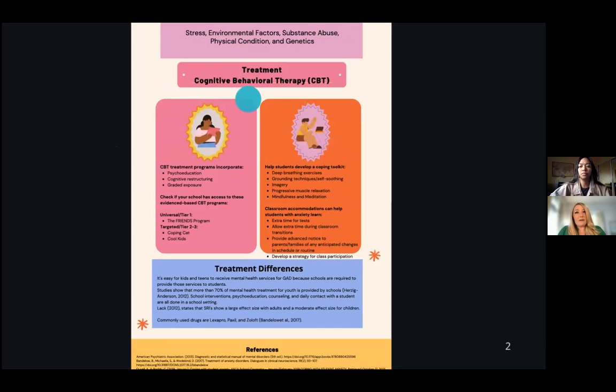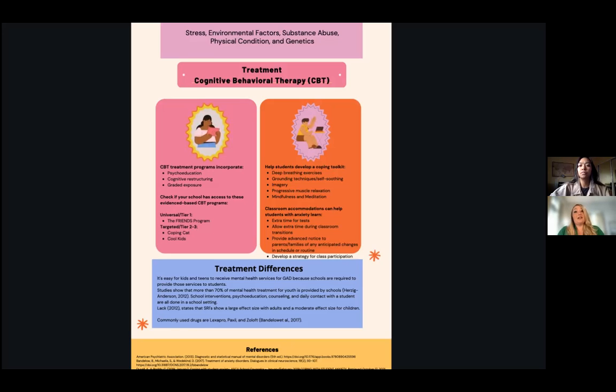CBT is an evidence-based form of therapy that focuses on teaching children and adolescents to recognize their anxious thoughts and how those thoughts relate to their feelings. CBT uses strategies like graded exposure and cognitive restructuring, which allow children to build coping skills by facing anxiety-inducing situations, recognizing negative thoughts and feelings, and replacing them with more positive, realistic beliefs.